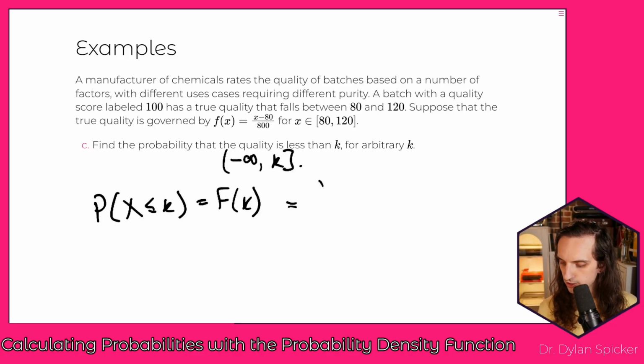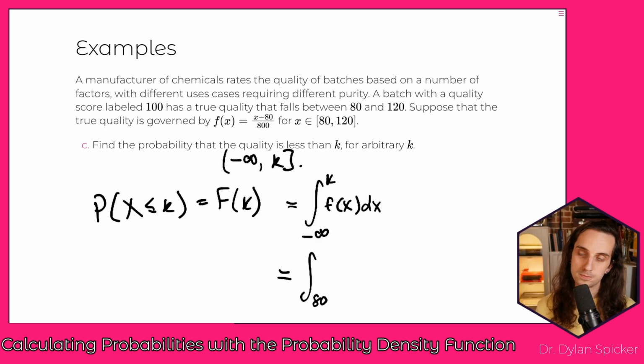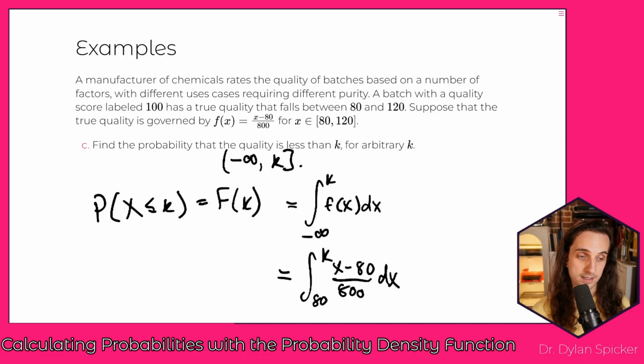By definition, that's the integral from negative infinity up to k of our density function with respect to x. In our case, we can drop that negative infinity because we can never be below 80; it's always 0 below 80. So that's 80 up to k. And then f(x) dx is (80x minus 80) divided by 800 with respect to x. If we solve this integral, what we're getting out is our CDF.